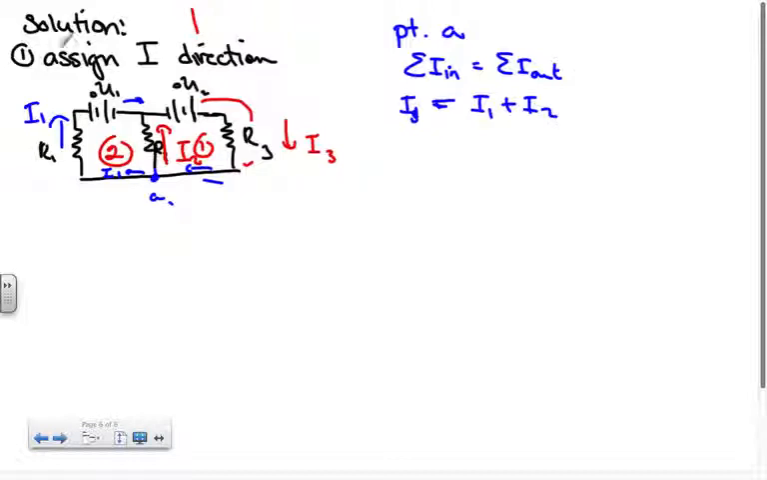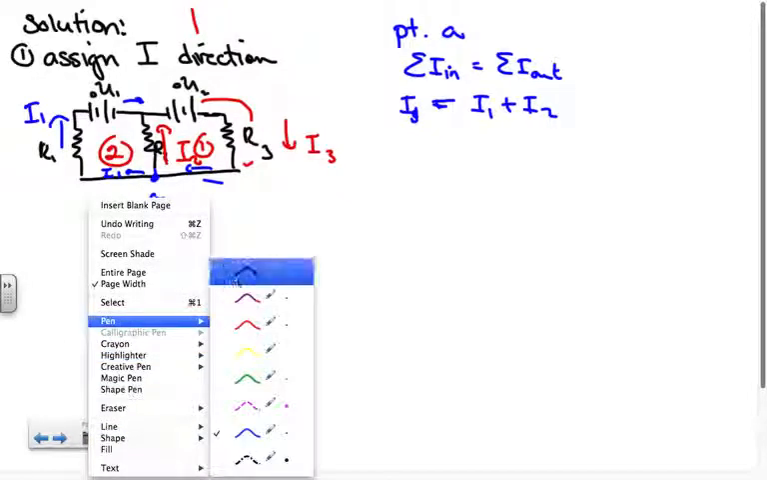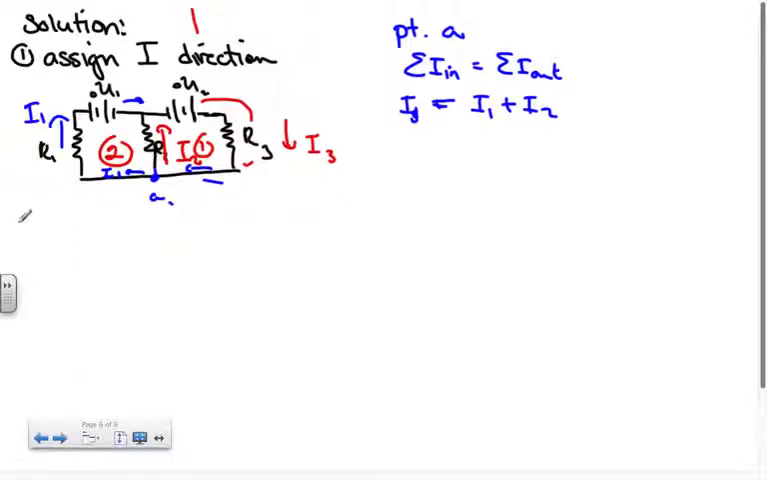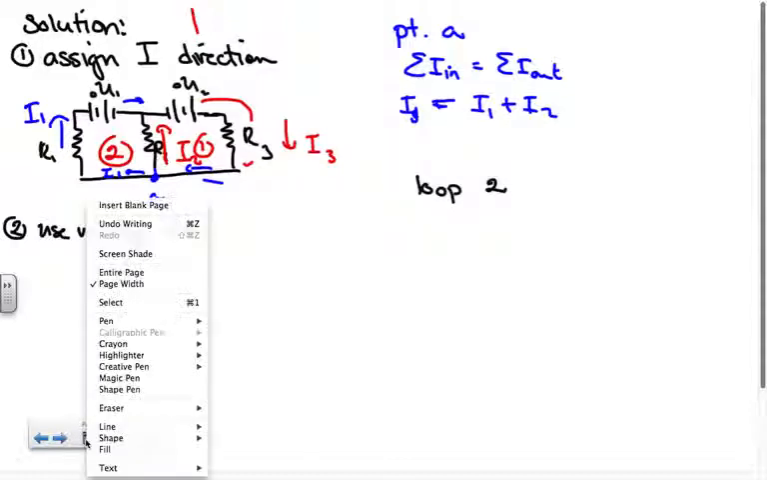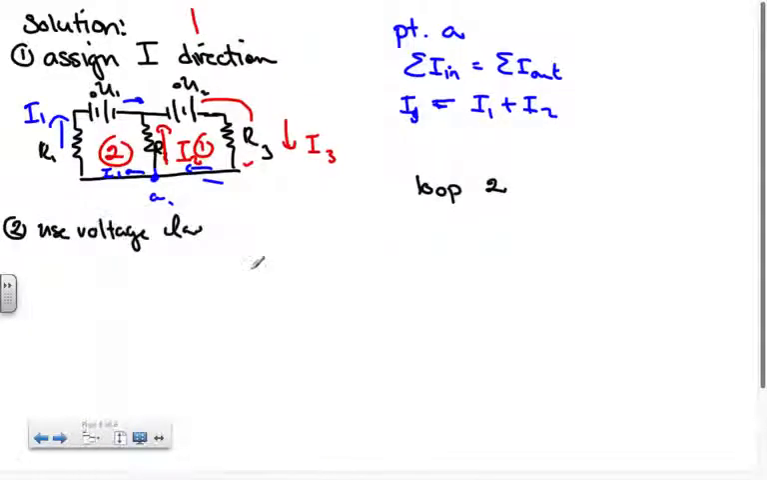Okay, so now that we've set the current, we're going to use the voltage law. Step 2 is to use the voltage law. Starting with loop 2, because it's the one I began with. I'm going to start from my source of potential difference, going out the positive end, so it's going to stay positive.